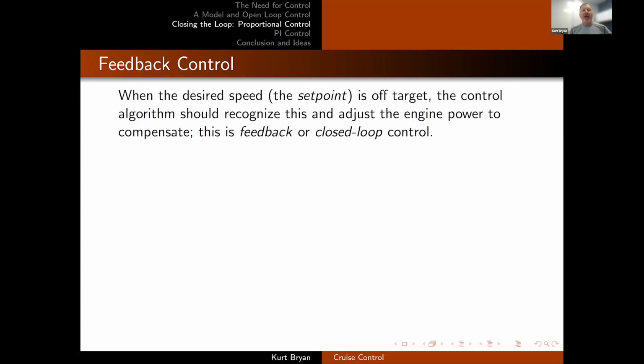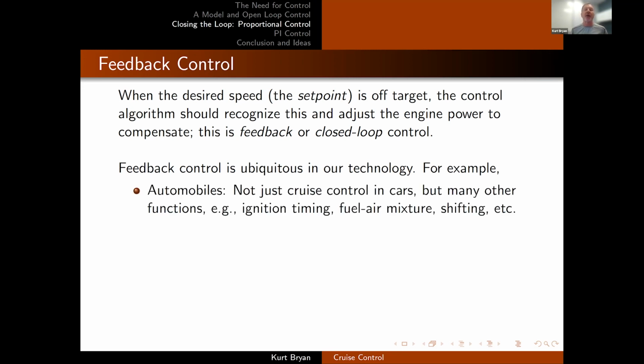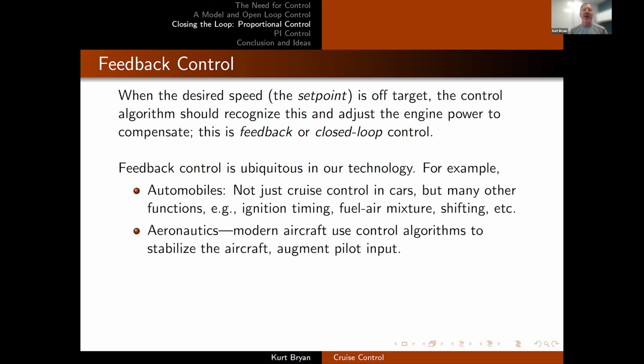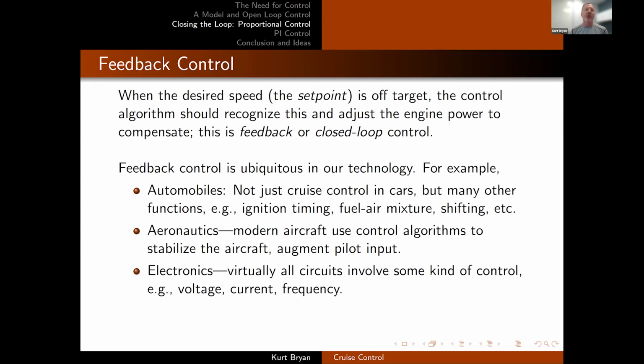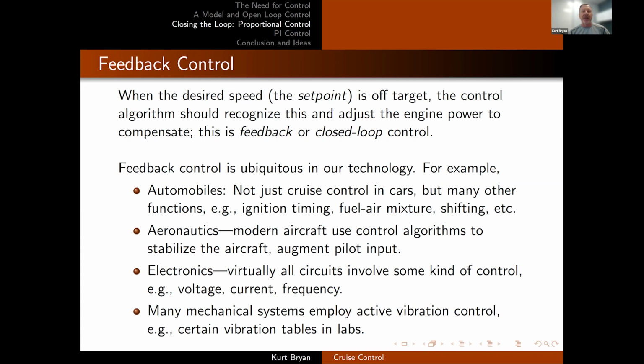By the way, this kind of control is ubiquitous in all of our technology, not just in cars, not just cruise control, but ignition timing, fuel air mixture, shifting. Everything in modern cars has control theory behind it. In aeronautics, of course, modern aircraft use control algorithms to stabilize the aircraft and augment the pilot input. Some of these aircraft cannot be flown by a human being without the help of a computer. And in electronics, essentially all circuits have some kind of control in voltage, current, frequencies. And there's so many other things I could list where control theory is essential to modern technology. So let's look at how we could apply control theory to this cruise control problem. Oh yeah, and I did put this last example in the book, vibration control.